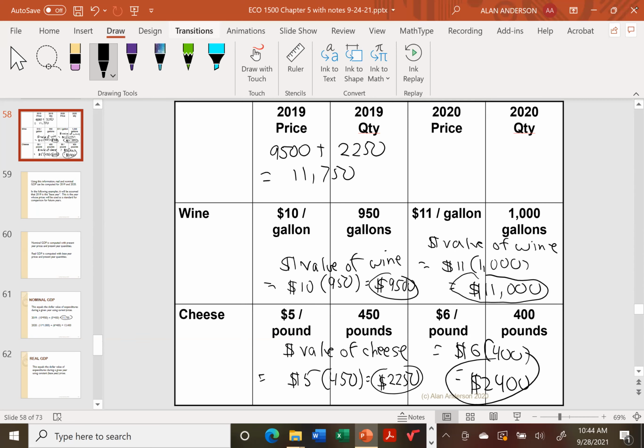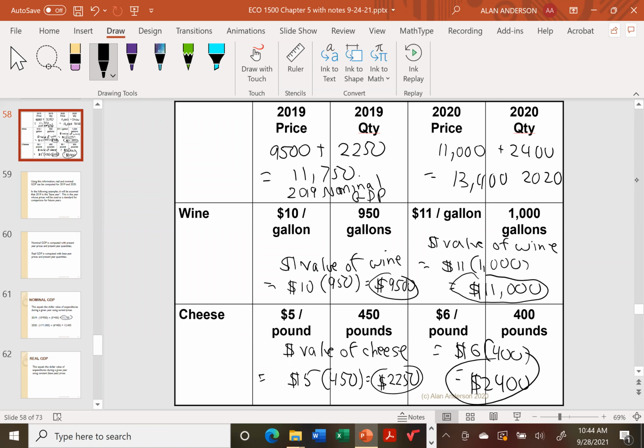Okay, so anyway, the total there for 2020, so this is, by the way, 2019 nominal GDP. Over here, I'll add these up, 11,000 plus 2,400 is 13,400. Yes, Fernando.